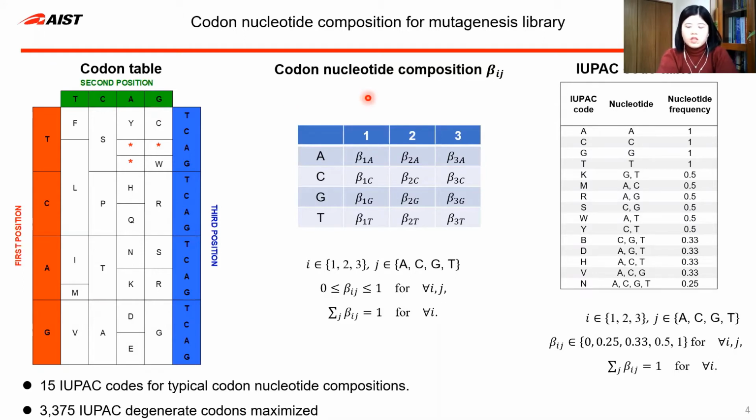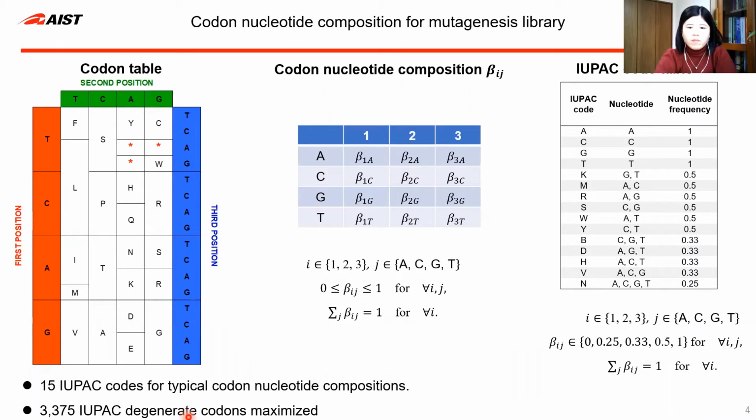In protein engineering, for a mutagenesis library, we often use multiple codons. We describe a mixture of multiple codons as a codon nucleotide composition. In this presentation, I use beta_ij to formularize the frequency of nucleotide i at position j. Generally, there are 15 IUPAC codes for typical frequencies of nucleotides, as shown here.